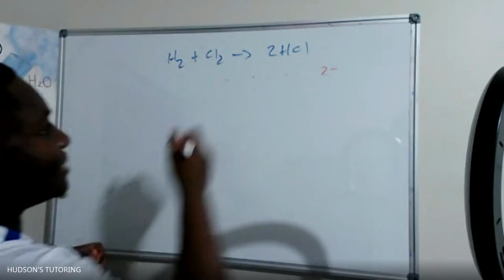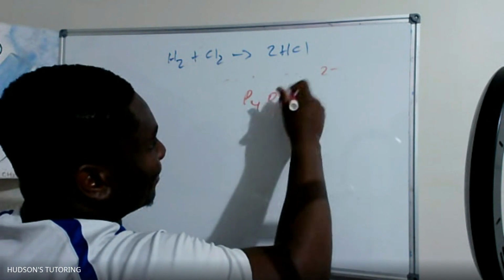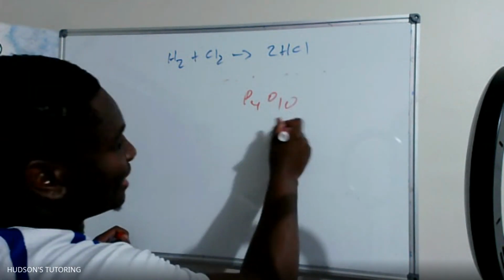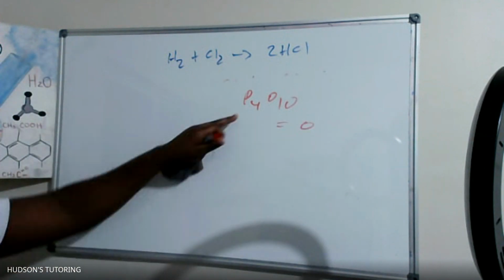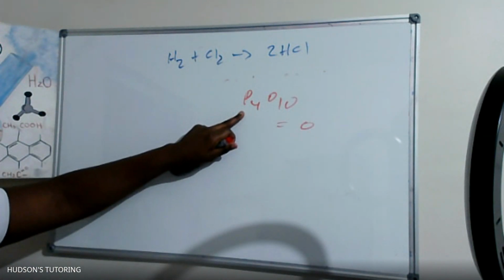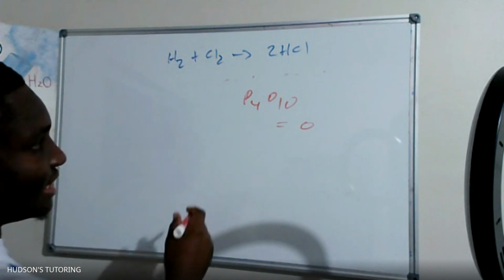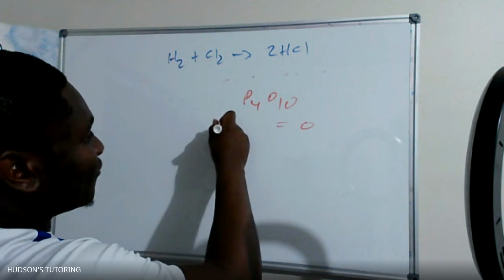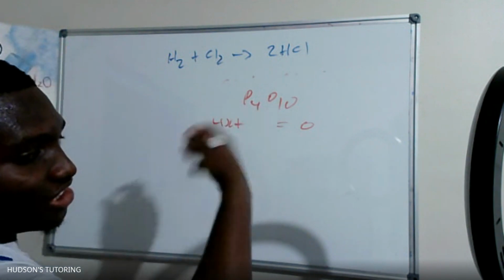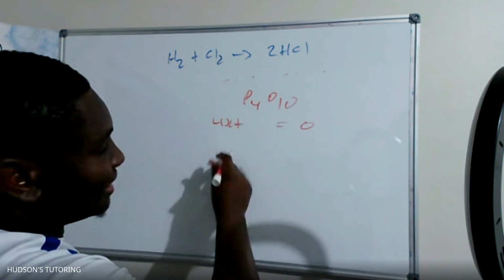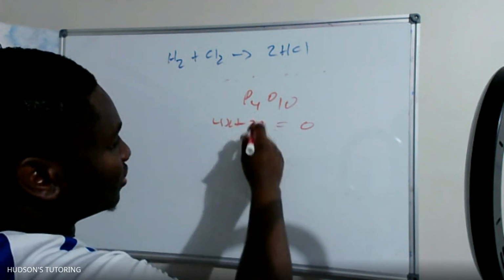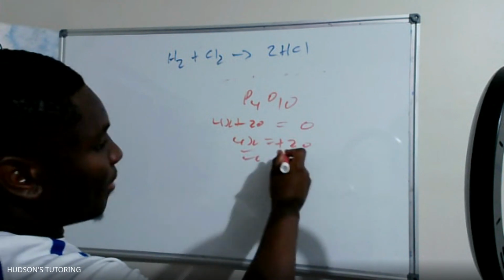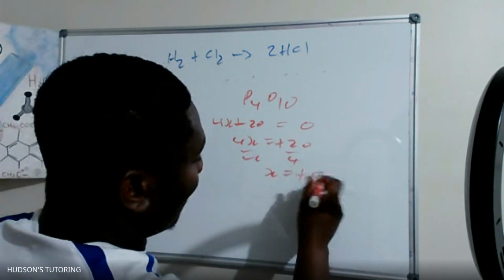Calculate the oxidation state of phosphorus in P4O10. Let's go. This is a neutral species, so the sum of the oxidation states is equal to 0. Phosphorus is the unknown, so this is 4x, because we have to take into consideration the number of entities. So it is 4x plus oxygen's oxidation state, which is -2, times 10, which is -20. So 4x minus 20 equals 0. So 4x is equal to positive 20. Divide through by 4, x is equal to positive 5.